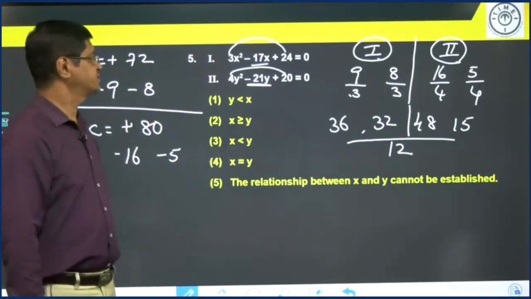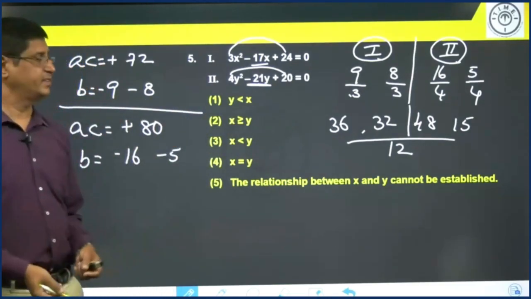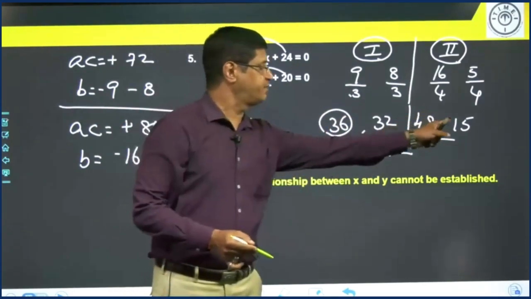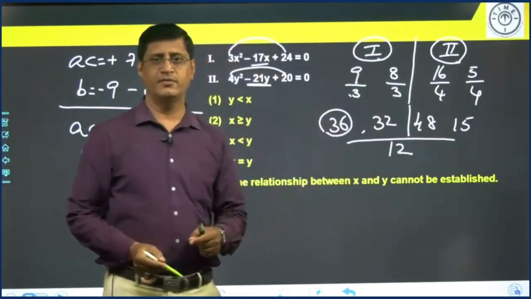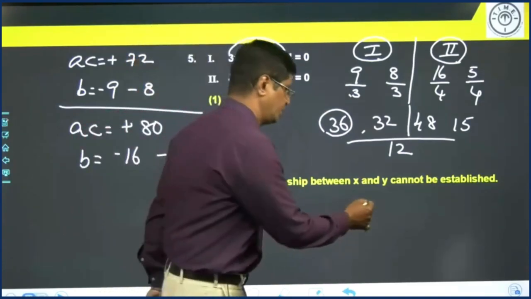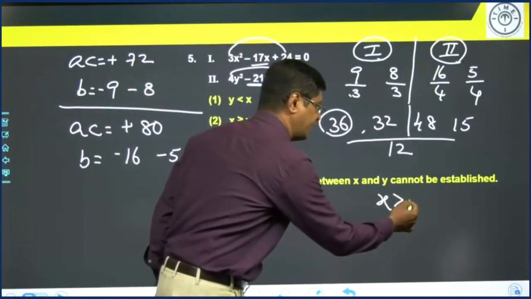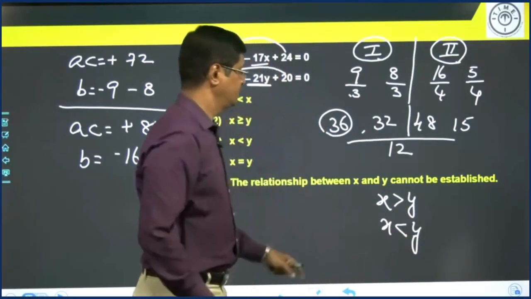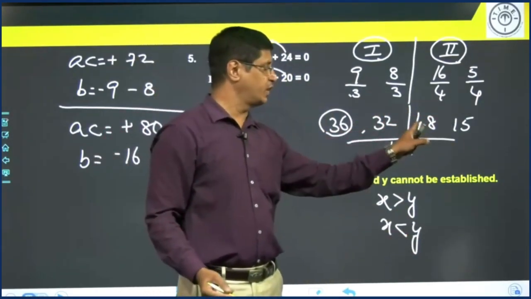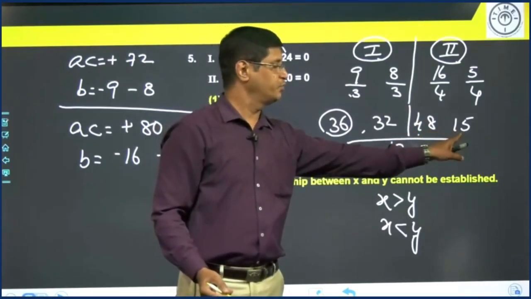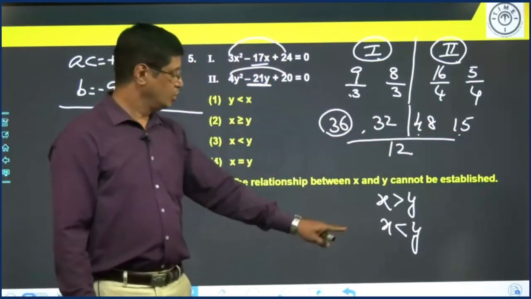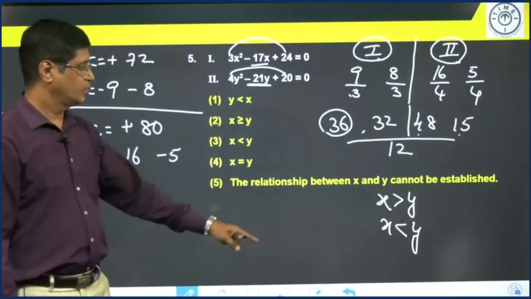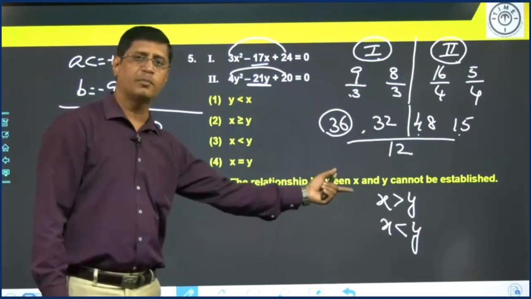Yes, my dear students, just check. What is the comparison? 36 is more than 15 but less than 48. The x value is greater than y, and x is less than y. 36 is less than 48 and more than 15. So one time it is less, another time it is more. So how can you relate? How can you combine these two?